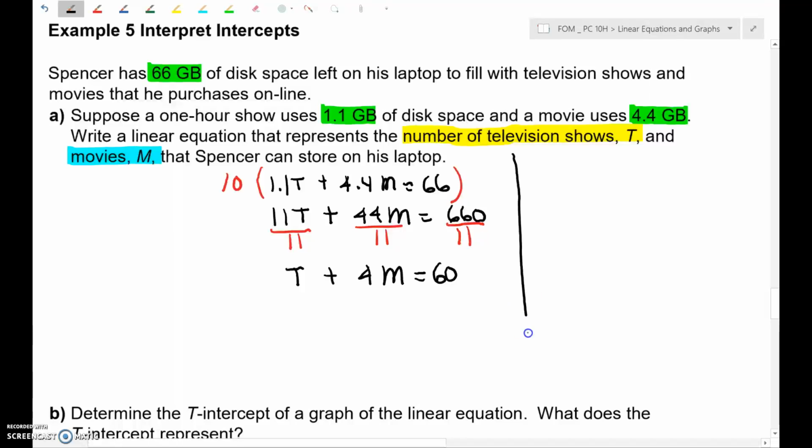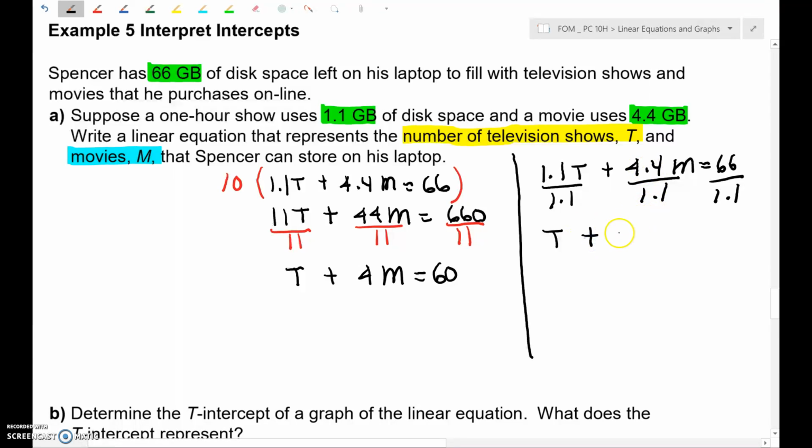The other way you could do this is by noticing that every number in our equation is divisible by 1.1. So we could do this, and we would get the same thing. 1.1 divided by 1.1 is 1, so 1t. 4.4 divided by 1.1 is 4, so 4m. And 66 divided by 1.1 is 60. Okay, so this is our equation.